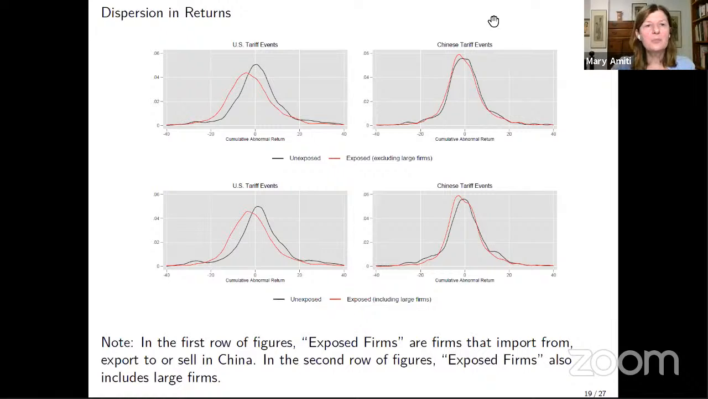Okay, so let's have a look at the dispersion of the returns. These are comparing the treated and the untreated. In the first row, we don't put the large firms in the exposed, and then we include them in the second row, just again so you can see that it's not just the large dummy that's driving everything. On the US tariff events, you see that the average cumulative abnormal returns for the treated are to the left of the untreated. You also see that a little bit on the China tariff events, but not as big a shift as you do on the US tariff events.